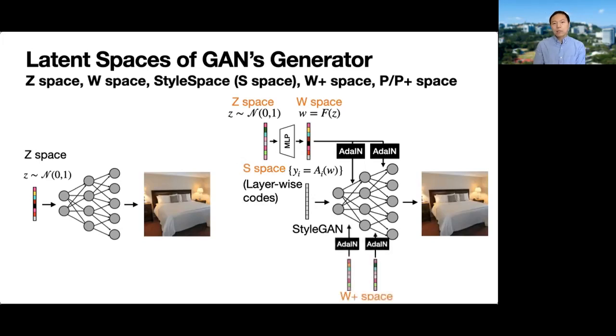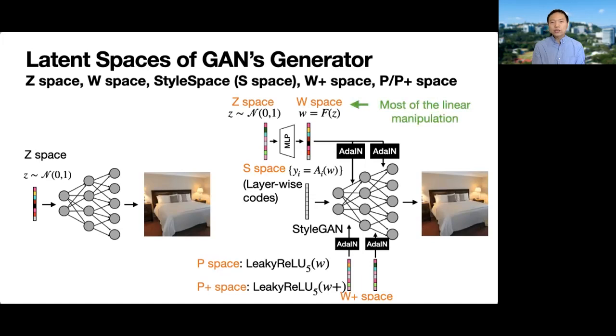Later, people came up with this W plus space in order to reconstruct images or do GAN inversion. After this, some people came up with nonlinear operations on the W or W plus space, and came up with the P space and the P plus space. They have some unique properties. So different latent spaces have different functionalities.